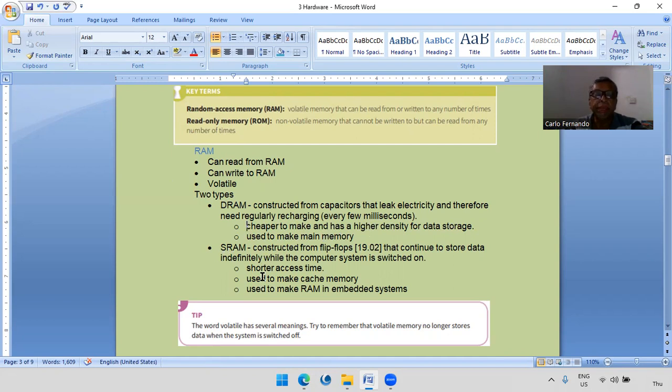Then SRAM, constructed from flip-flops. You will learn about flip-flops. These are circuits. We'll learn in chapter 19. Circuits which keep the current circulating inside the circuit, that continue to store data indefinitely while the computer system is switched on. So that's capable of keeping it. So no need to refresh every few milliseconds. You don't have to refresh because there is no leak. It retains the power.